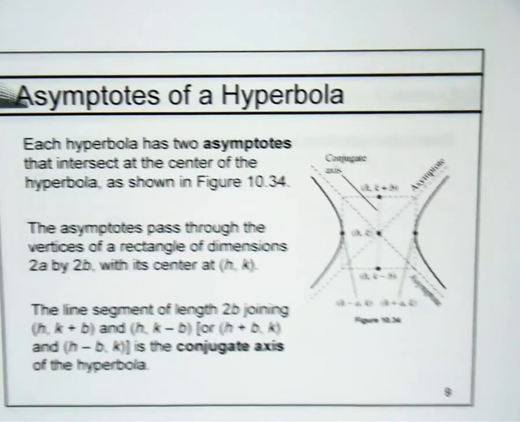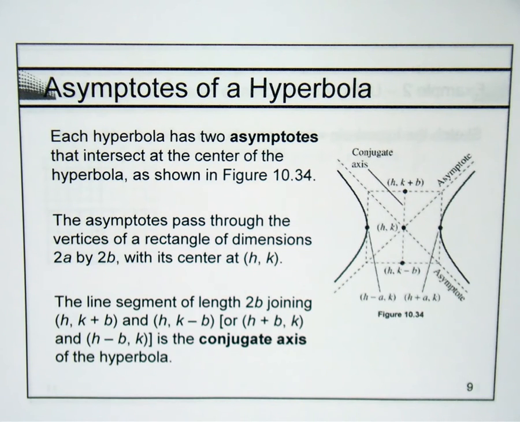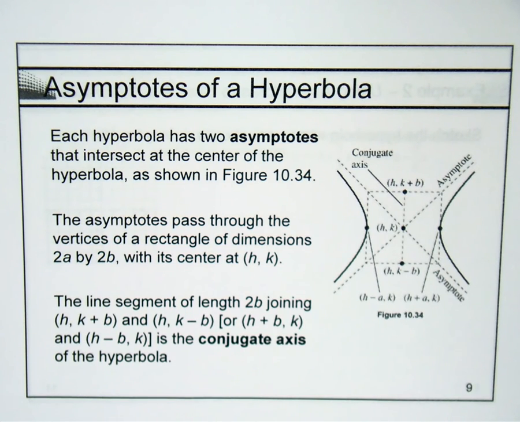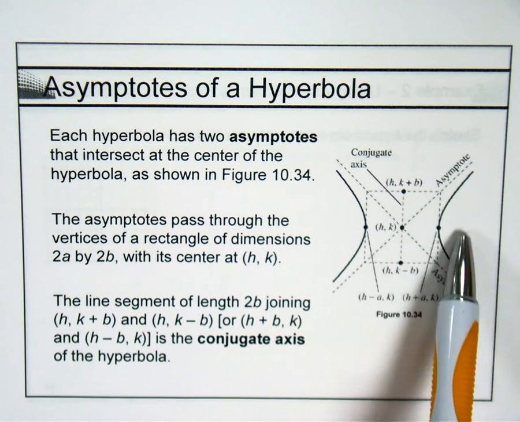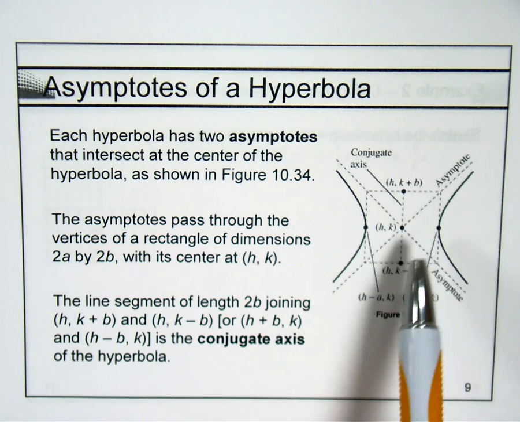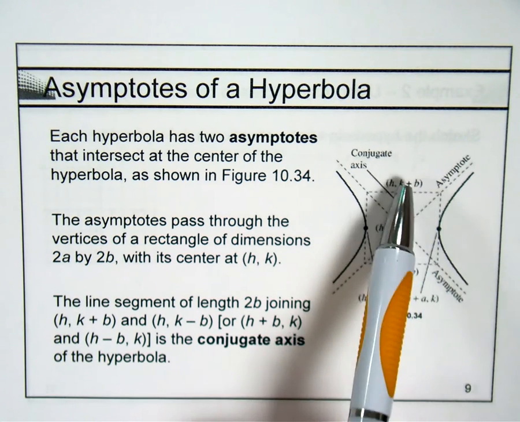Okay, asymptotes. Each hyperbola has 2 asymptotes that intersect at the center of the hyperbola as shown. The asymptotes pass through the vertices of a rectangle of dimensions 2a by 2b with the center at h, k. So this is what I was talking about before, is they use their A and they use the C for the focus points, and they really don't ever use the B point.